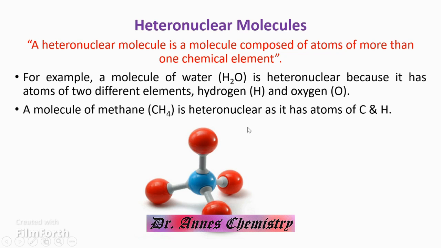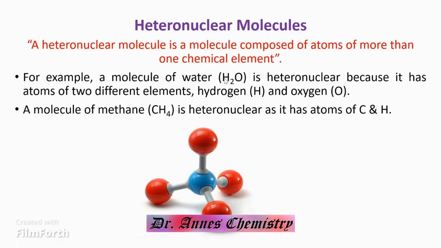Next, let's see what a heteronuclear molecule is. A molecule that is composed of atoms of more than one chemical element is a heteronuclear molecule. For example, consider a molecule of water. Water is made up of two types of atoms, hydrogen and oxygen. So it's not homonuclear, it's heteronuclear, because it's made up of two types of atoms.